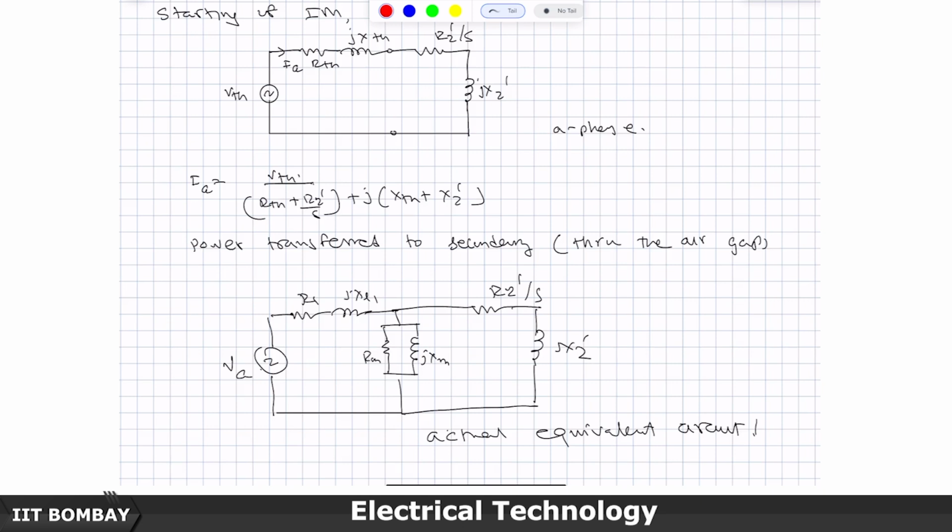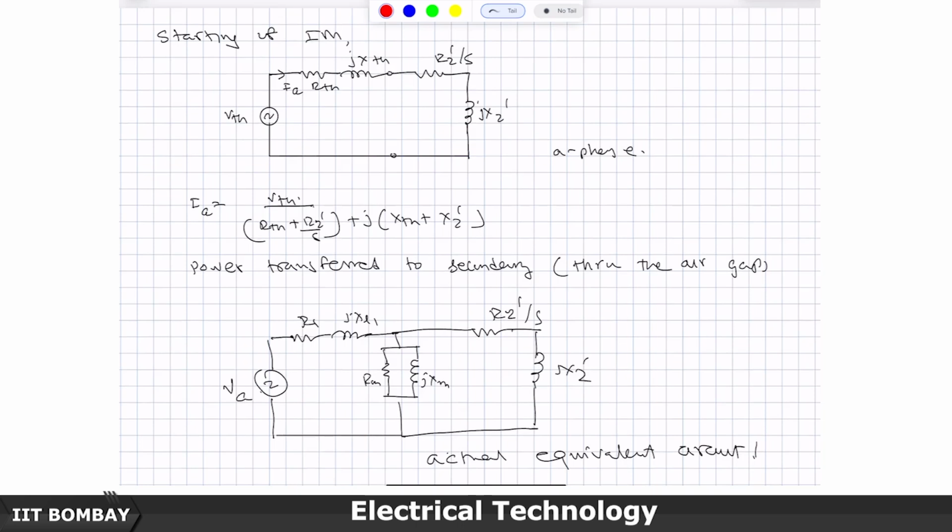But one very good example is the induction machine, where you find that the slip at starting will be 1, because (omega s minus omega m) by omega s will be (omega s minus 0) by omega s, which is 1, and at synchronous speed the slip is 0. This is the slip at the synchronous speed.